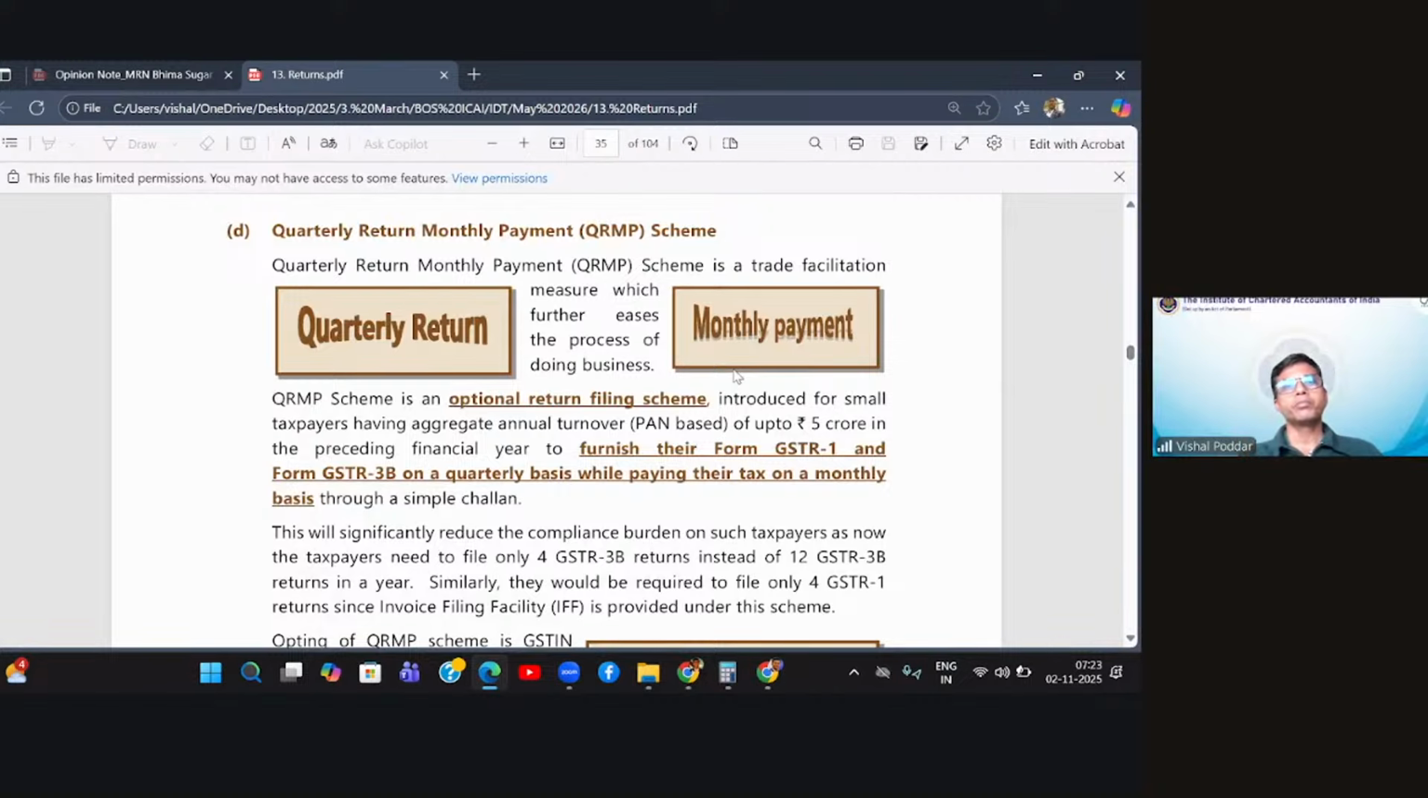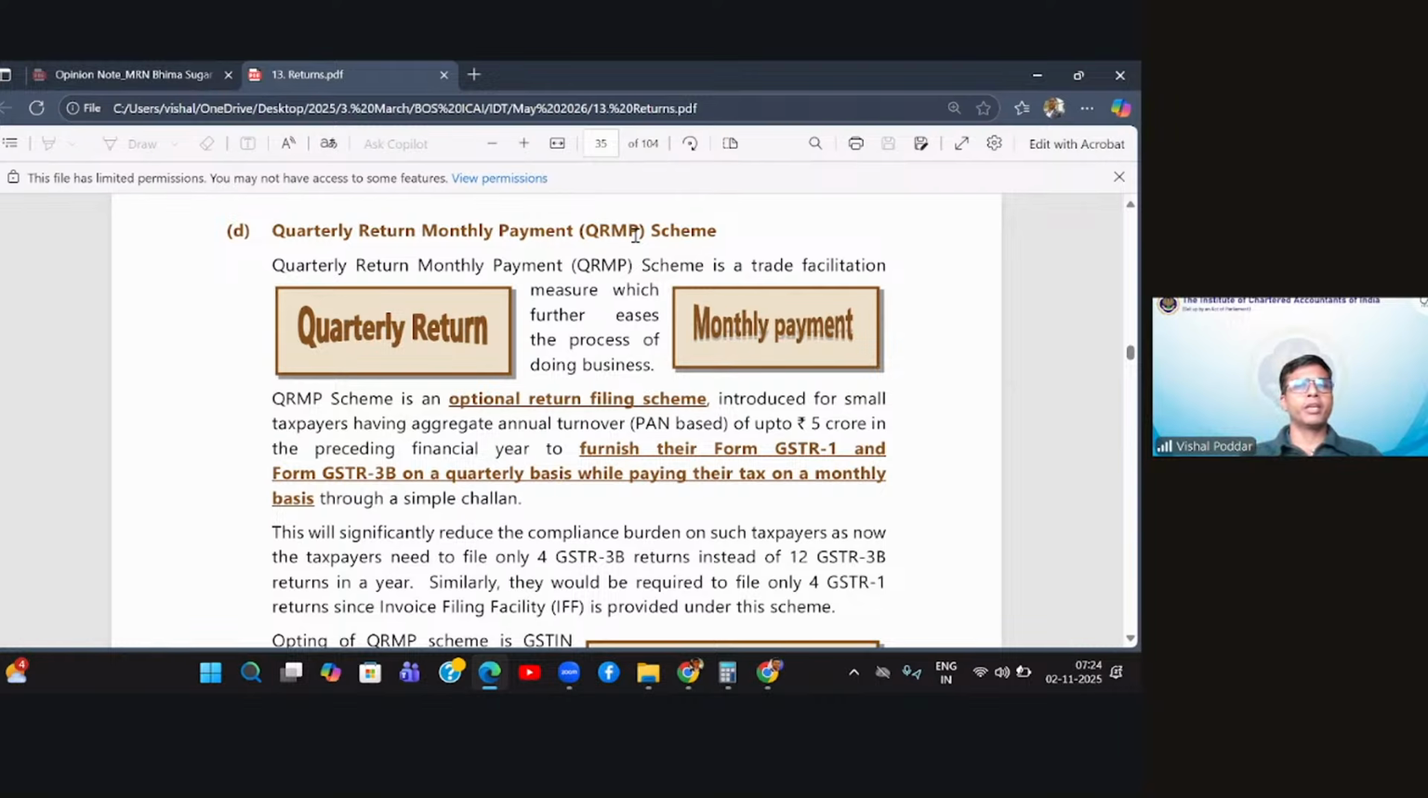Now comes the scheme which we were talking about in the previous class also, which is called the QRMP scheme. The full form of QRMP is: QR is quarterly return, MP is monthly payment. If you fit in the quarterly return filing category, which you will if your turnover is below a specified limit, then you have an option that either you follow regular. What is regular? You file GSTR 1, you file GSTR 3B, everything once quarterly.